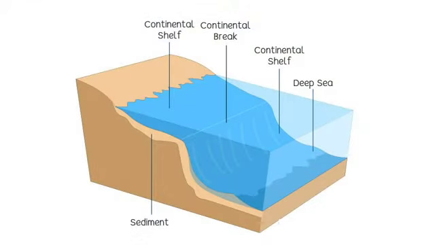The ocean floor is made up of the continental shelf, the continental slope, and the ocean basin. The ocean basin has 2 main parts, the abyssal plain and mountain chains called ridges.